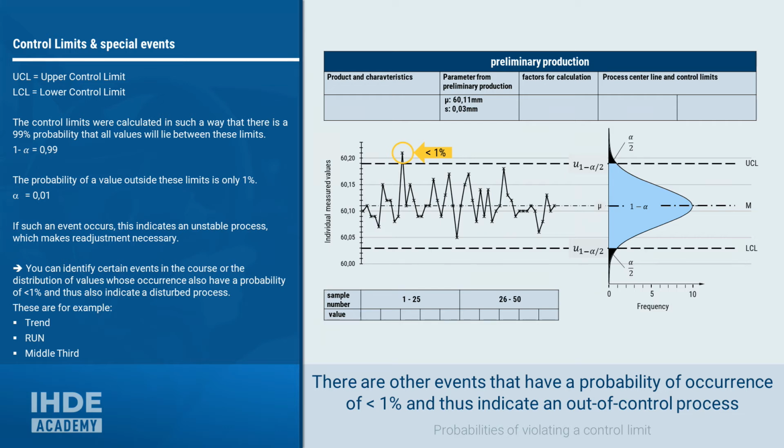A value outside the control limits is an exceptional event due to the low probability of less than 1%. Various other patterns can occur in a value curve which also have a probability of occurrence of less than 1%. Such an occurrence would therefore also be an indication of an out-of-control process. One distinguishes here essentially three different patterns. These are the occurrence of a trend, a run, or a middle third. We will go into more detail about all three in the next chapter.